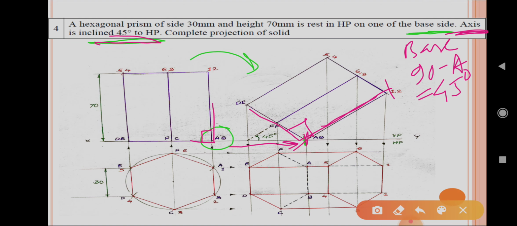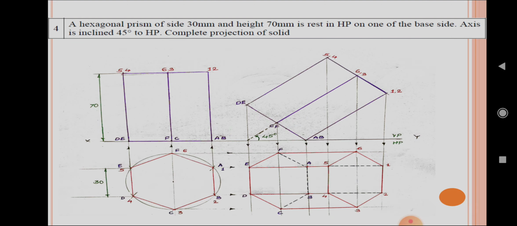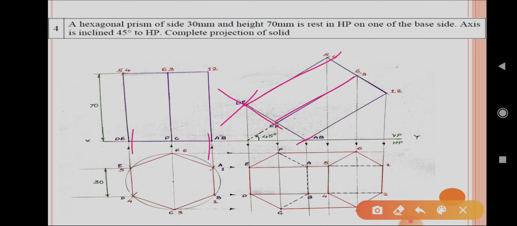From AB to DE, we can take the distance AB to DE and mark it on the 45 degree line, and then draw the perpendicular lines. Likewise, we can take the AB to FC distance and mark it on the inclined view, and then complete the inclined view.